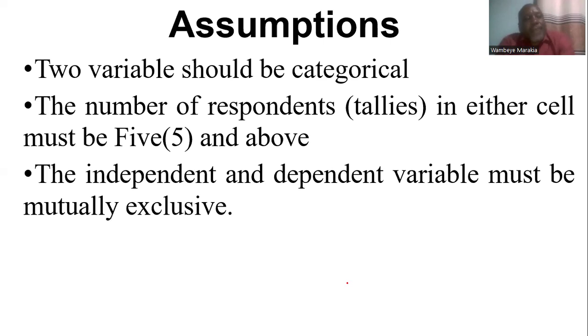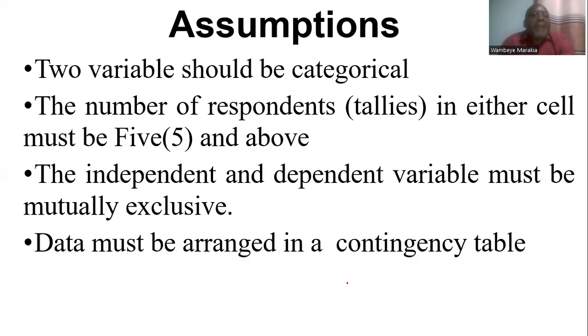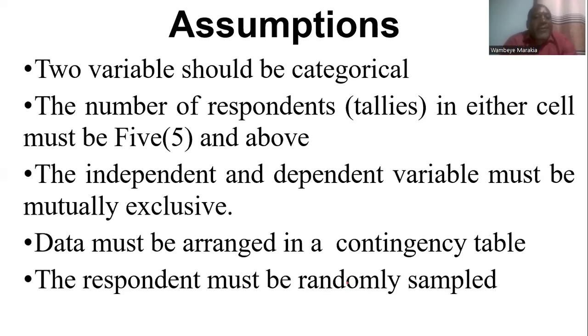Number 3, the independent and dependent variable must be mutually exclusive. Number 4, this data must be arranged in a contingency table. Number 6, the respondent must be randomly sampled. These are the assumptions, and we are on assumption number 6.